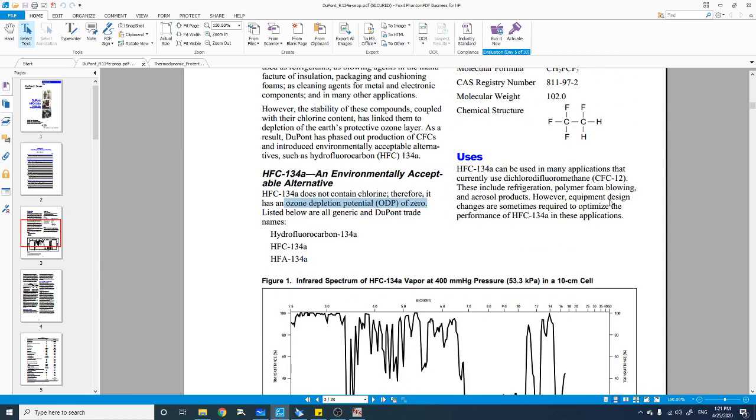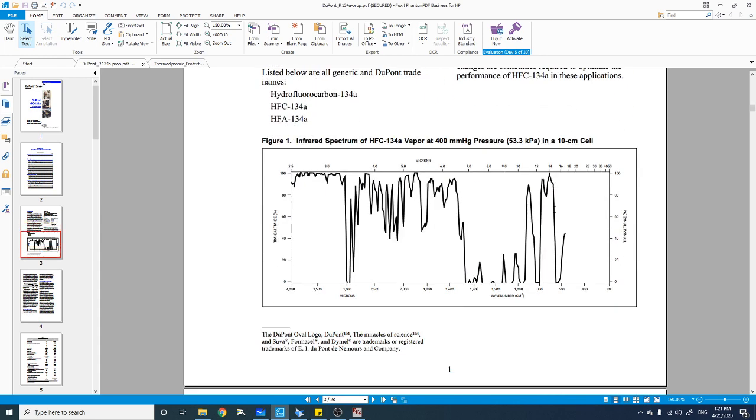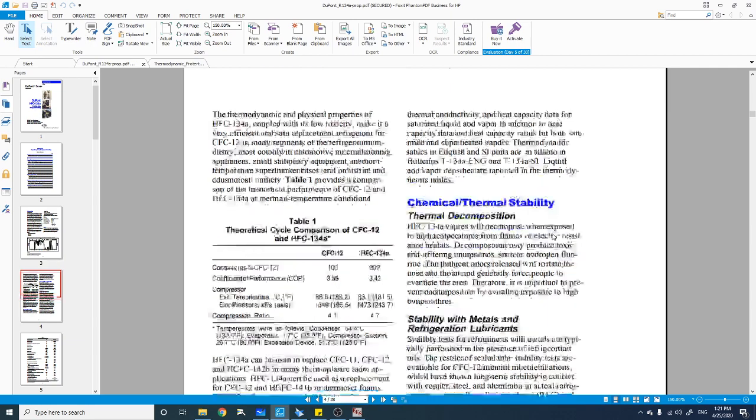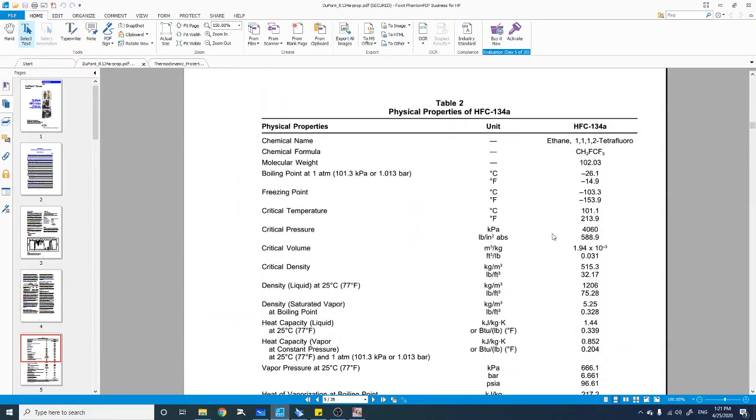The first concern when refrigerants were used was the depletion of the ozone layer in the higher altitudes of the atmosphere. So to mitigate that effect, different refrigerants were created. One such refrigerant is R134a, which replaced R12. Certain physical properties are mentioned. The boiling point at 1 atmosphere is -26.